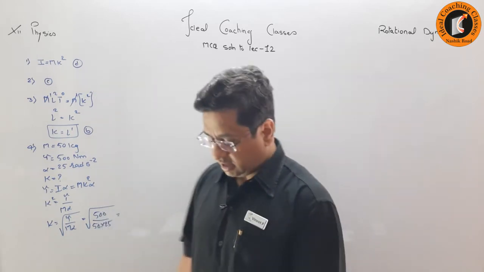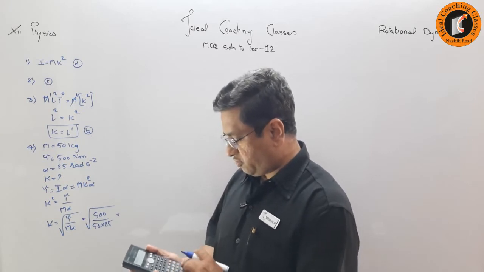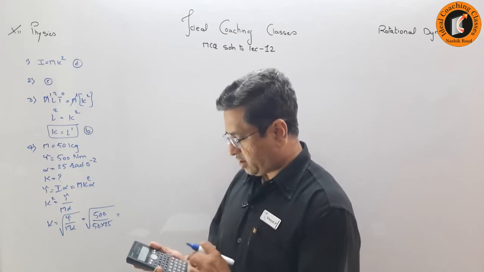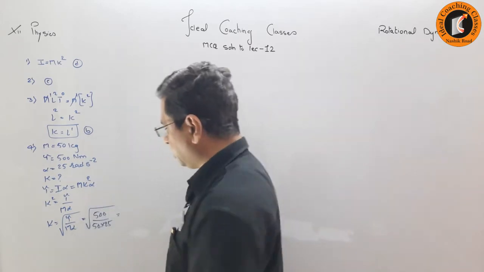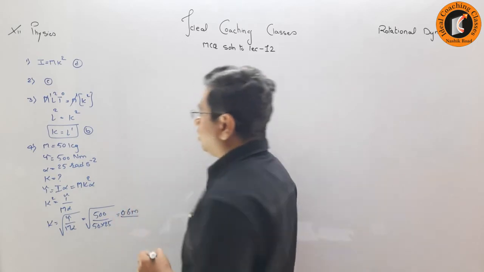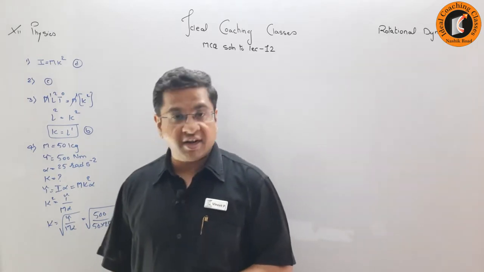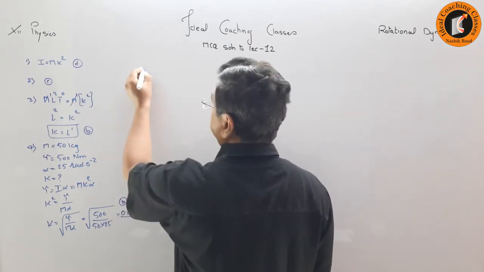Let us see what answer comes. It is the root of 500 upon 50 into 25, and the answer is 0.6 meter. Which option is 0.6 meter? It is B, second option.